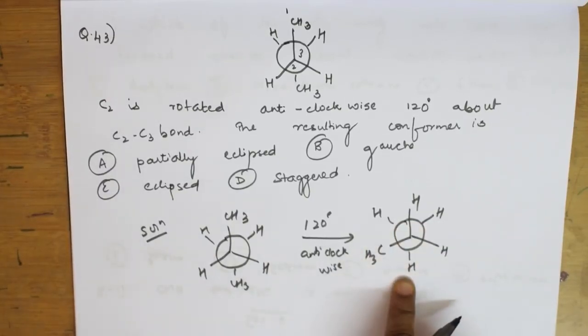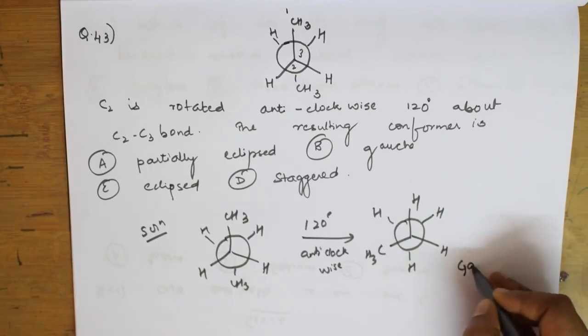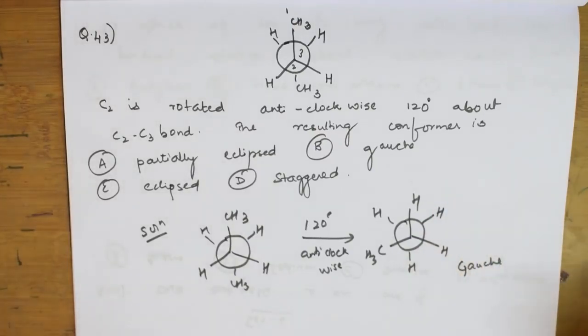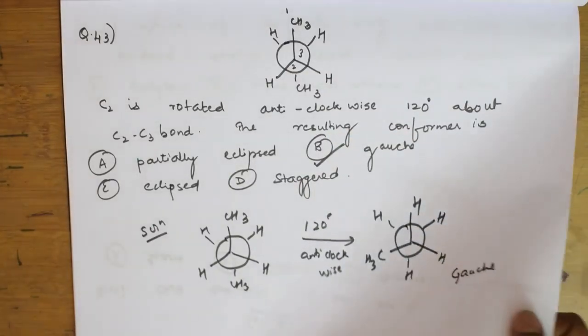So what is this conformer? This is a gauche conformer. I've also done a video for conformations or conformers of propane, butane, all those things. Please watch the video. You will understand what actually are the conformers, right? Because conformation is very important in the hydrocarbons chapter of grade 11th. So here the correct option is gauche. Right, now let's come back and do one more question.